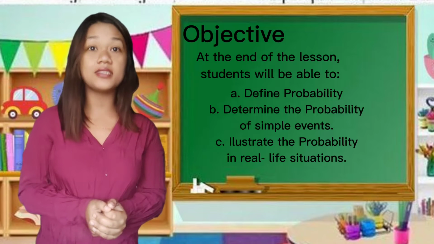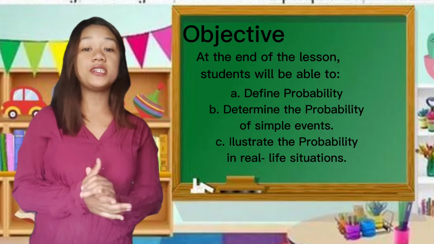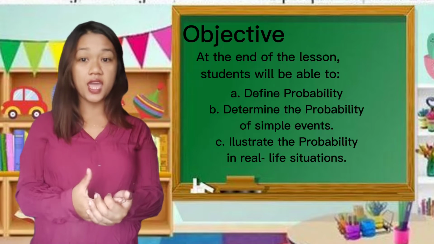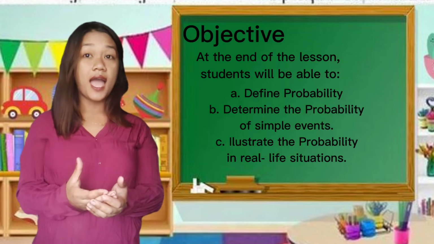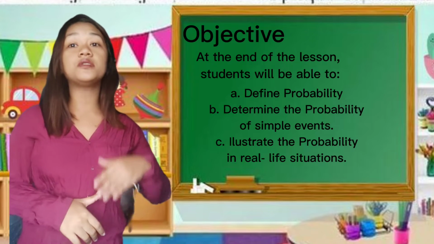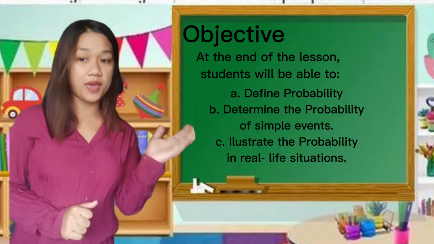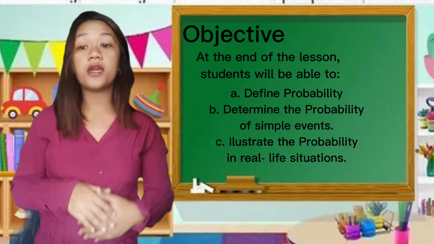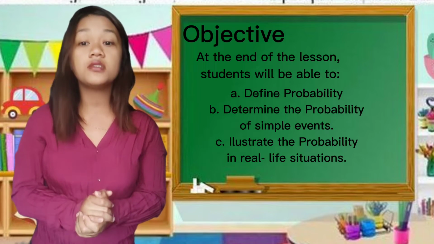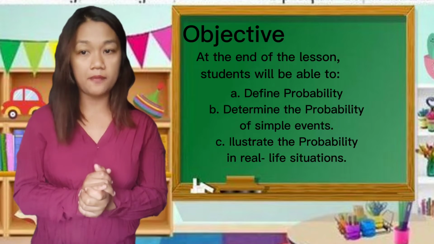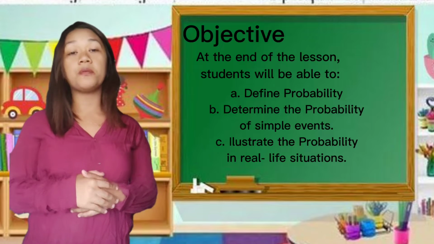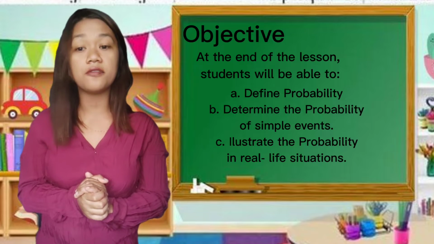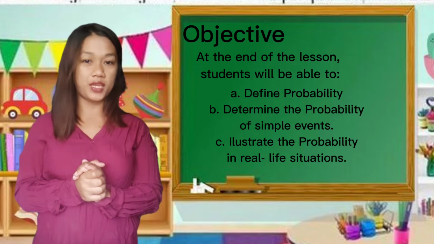To begin our lesson, let's state the objectives first. At the end of the lesson, students will be able to, first, define probability. Students will understand the likelihood that something will happen. Next, you will be able to determine the probability of simple events, using a formula. And lastly, illustrate probability in real-life situations and determine the chance of any event happening.